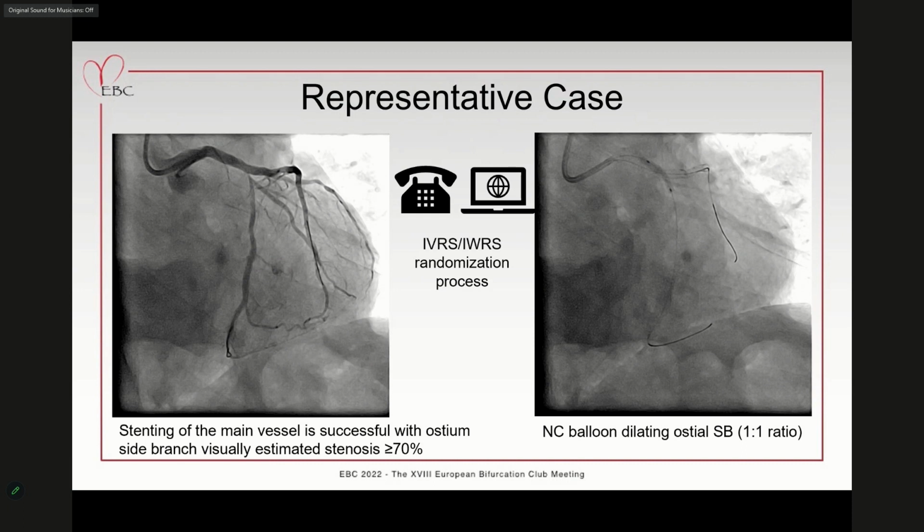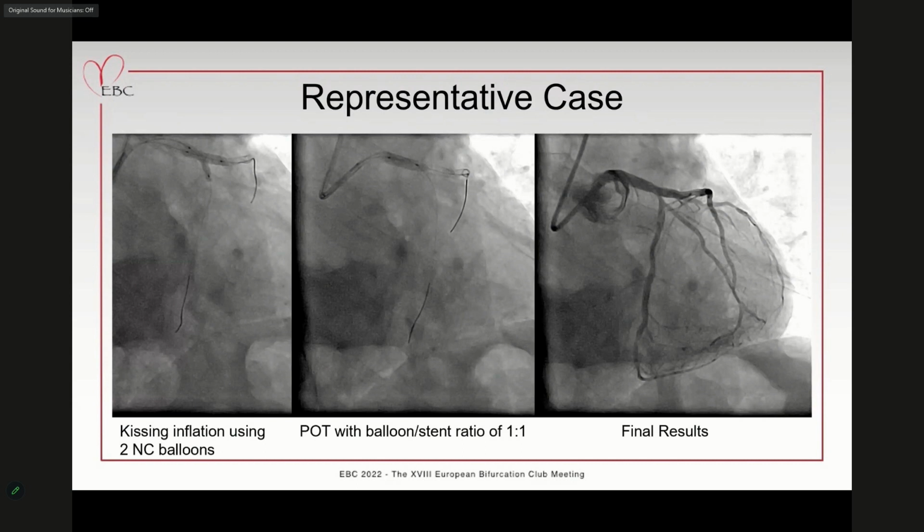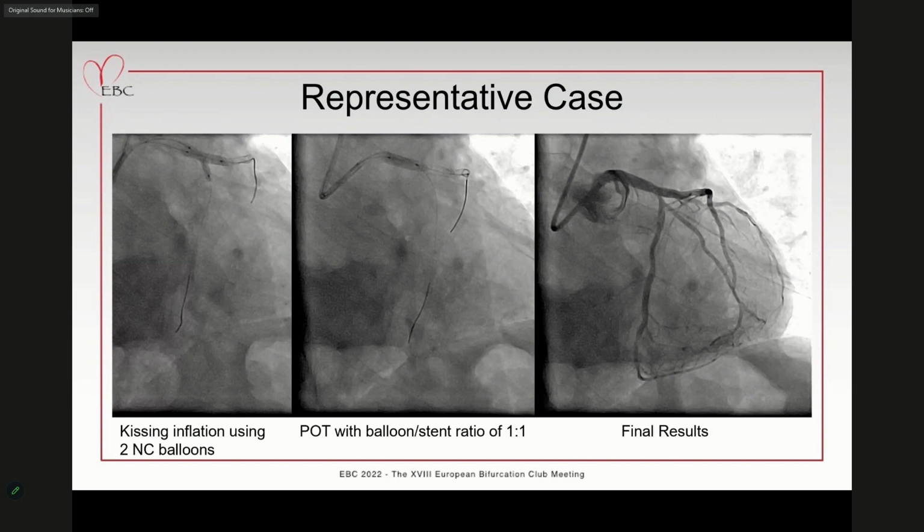Firstly, we use an NC balloon to dilate the ostial circumflex. After the NC balloon dilation, we use a long DCB to dilate the whole lesion length from the circumflex to the left main. After DCB dilation, we perform the final kissing followed by final POT. Even still, there is a compromise at the ostial circumflex, but it looks much better. So that finishes the procedure for this patient.